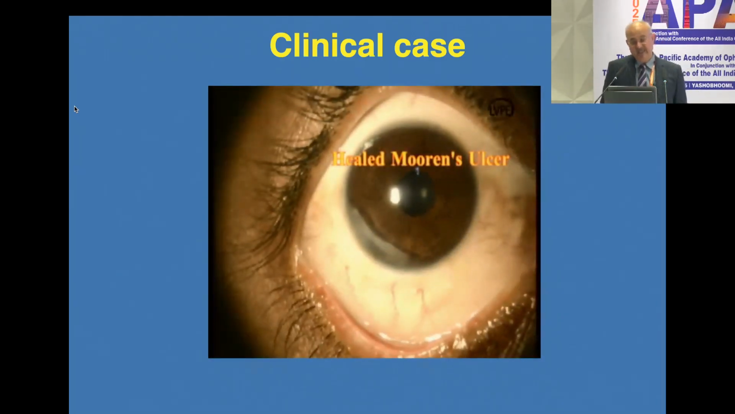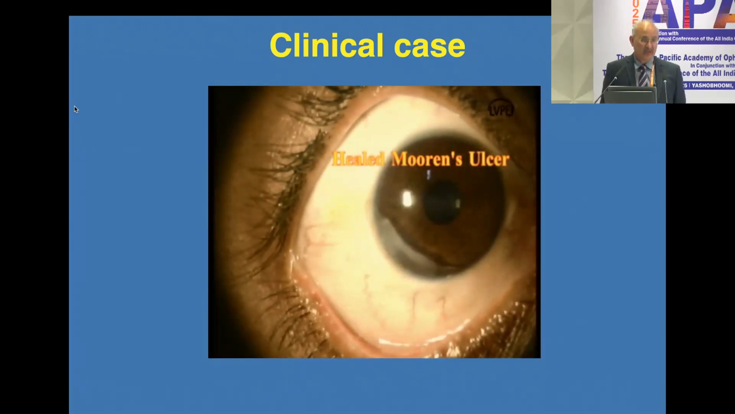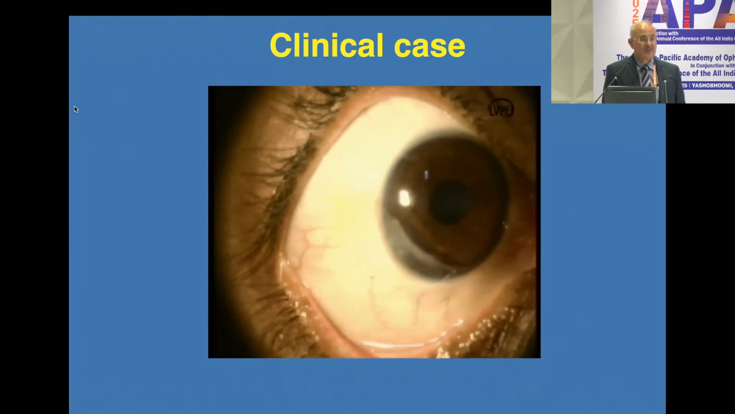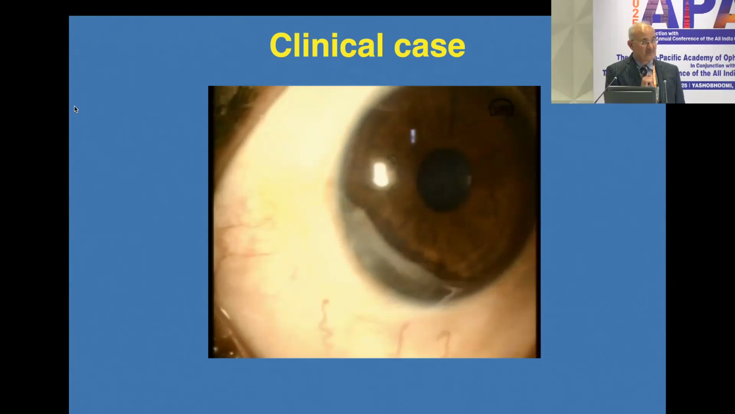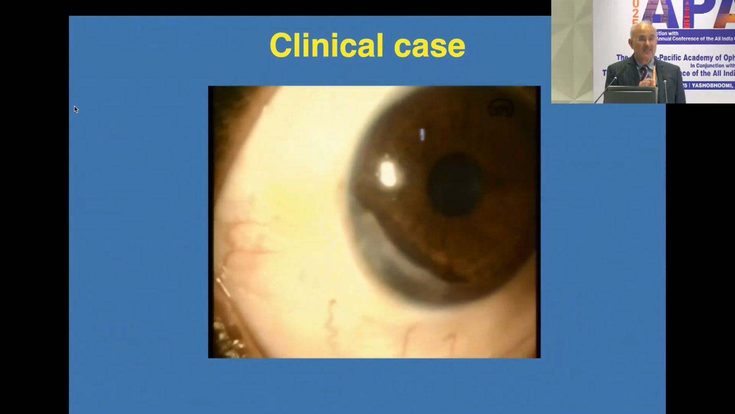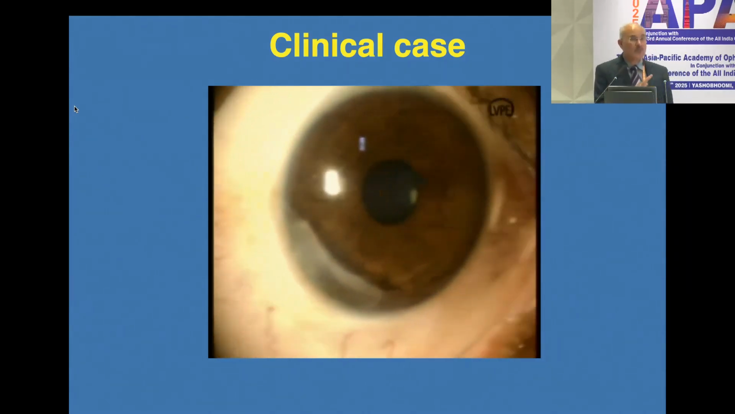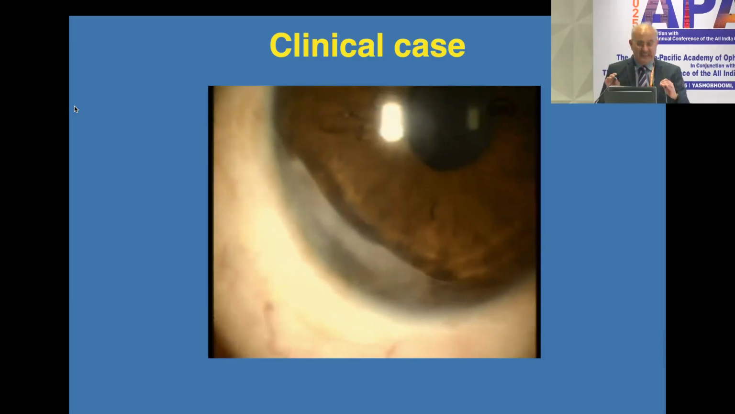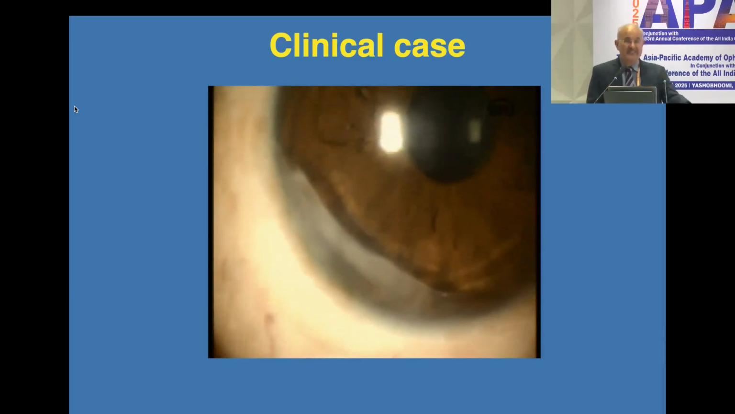This is like a healed Mooren's ulcer, and why am I saying healed? Because you don't see cellular infiltration, don't see redness, don't see congestion. So therefore, it's very important to clinically decide whether you are dealing with an active disease or inactive disease.